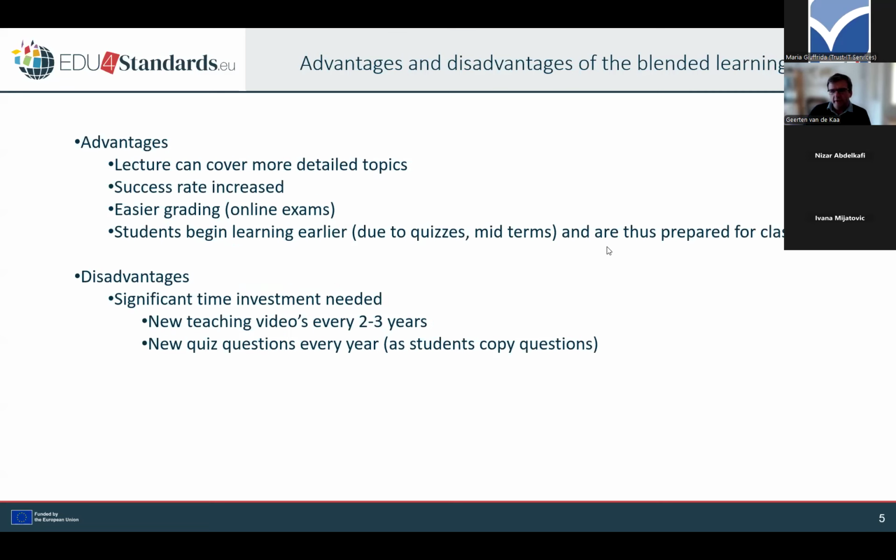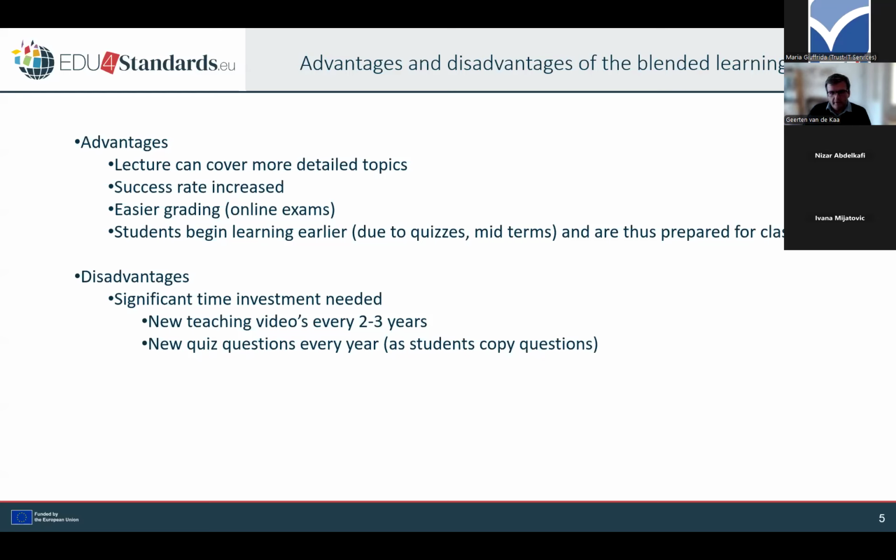This is an advantage because the lecture can cover more detailed topics. What I also noticed is that the moment I didn't implement this type of teaching, this type of education, the success rate was about 60%, but it increased tremendously to about 80%, which is quite high. Grading is easier because I incorporate online exams and students begin learning earlier. And that is just because of this incentive that there is.